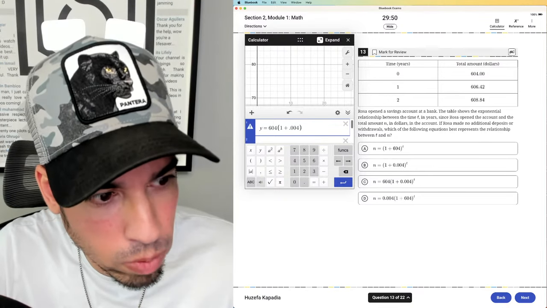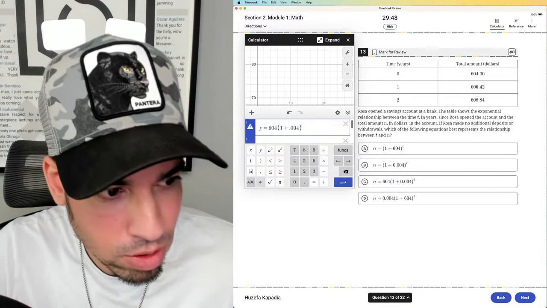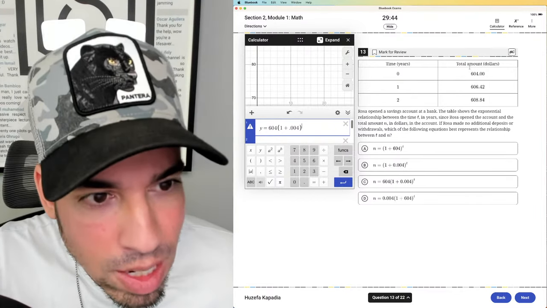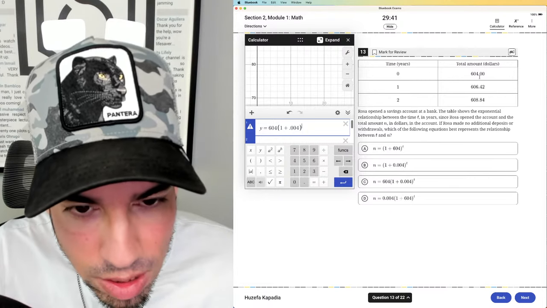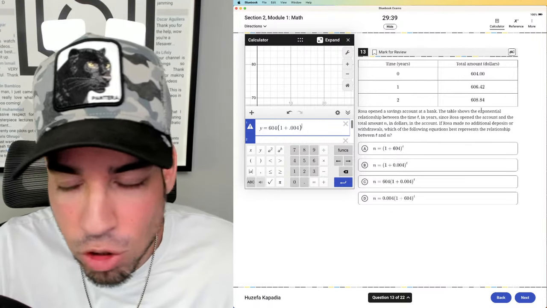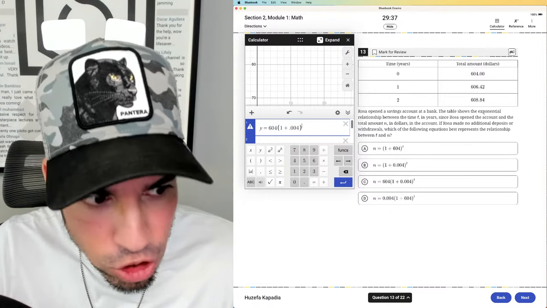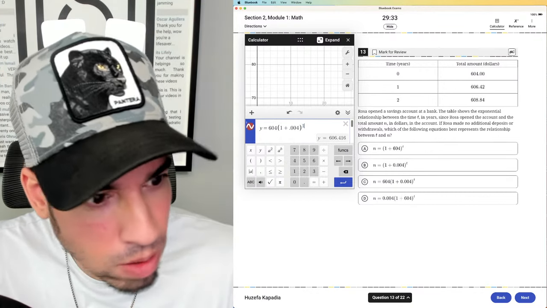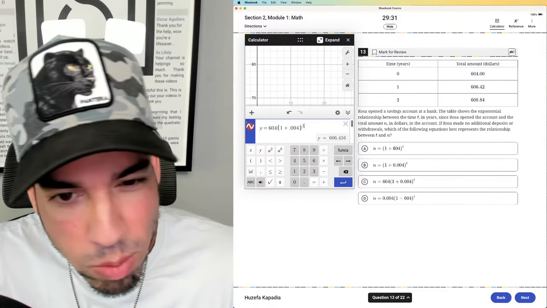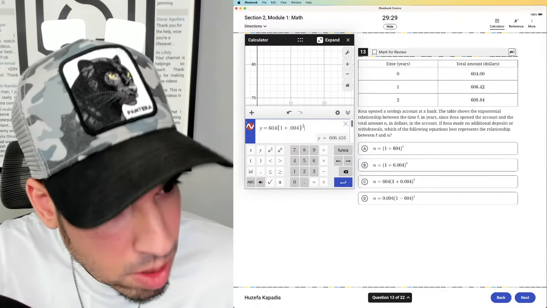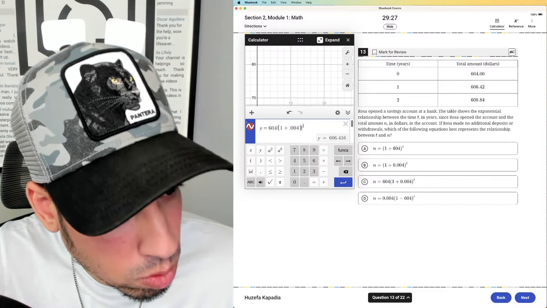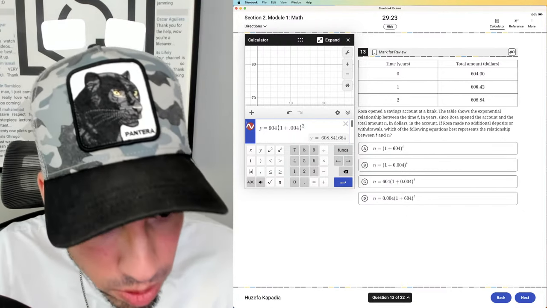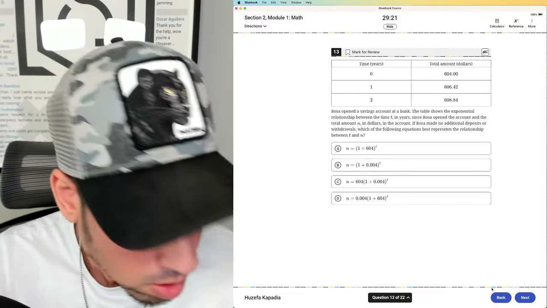So what you're going to do is, if you think this is the right answer, take that formula and plug in different values of t. I already have three values of t up here, so they need to match these three values. If all three match, or even two match probably, you're in. Zero, look at that, I get the 604. One, I get 606.416, which rounds to 606.42. And two, 608.84, boom! We got our winner. So C is the answer.